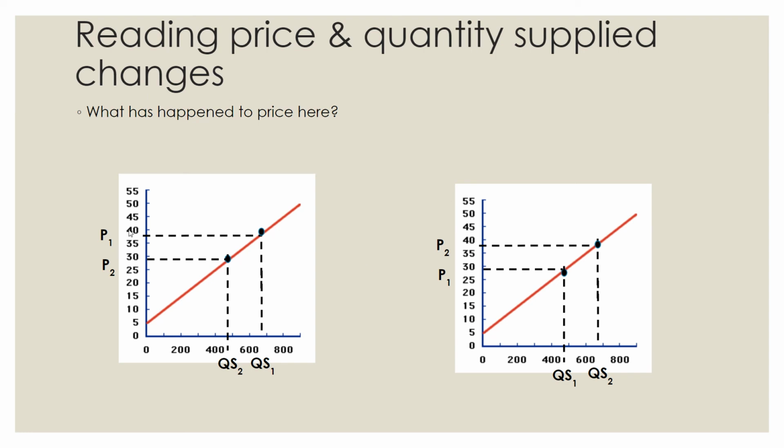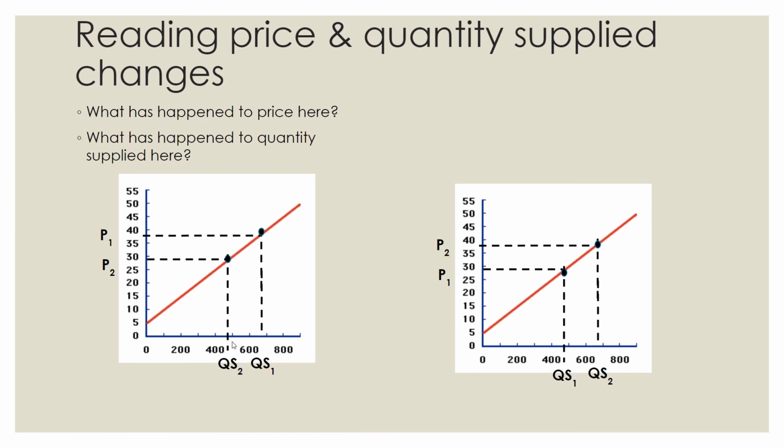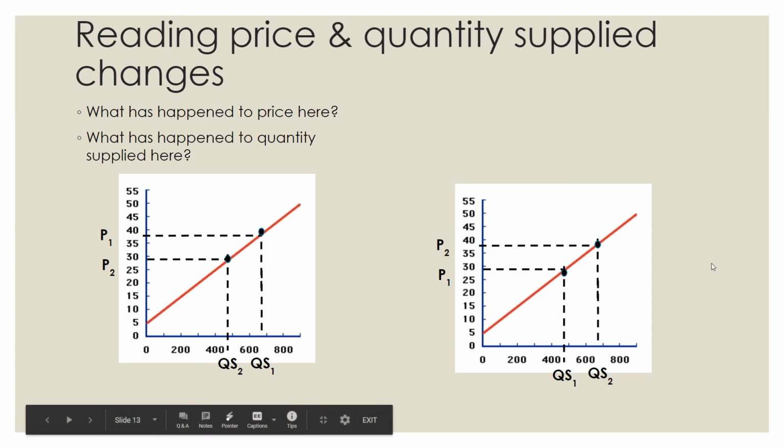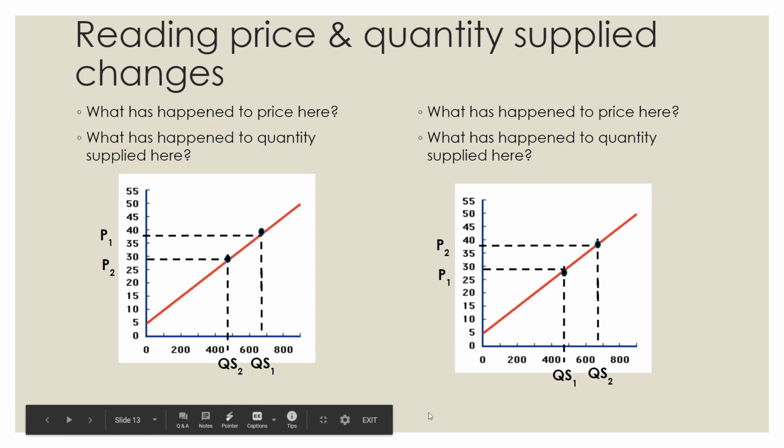Okay, we see that price has gone down. What has happened to quantity supplied here? We see that quantity supplied has also gone down because the price went down. That's how suppliers work. What has happened to price here? Here we see price has gone up. What has happened to quantity supplied here? Here we see quantity supplied has also gone up, again, because suppliers like the higher prices, they're willing to supply more at those higher prices.